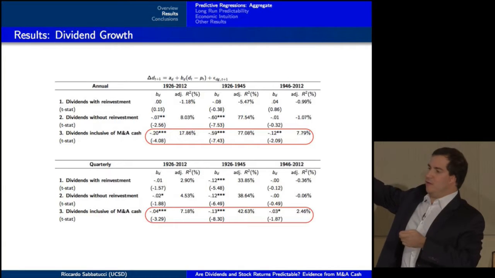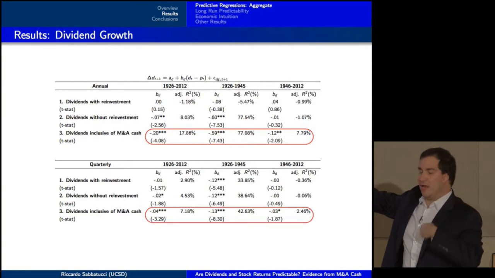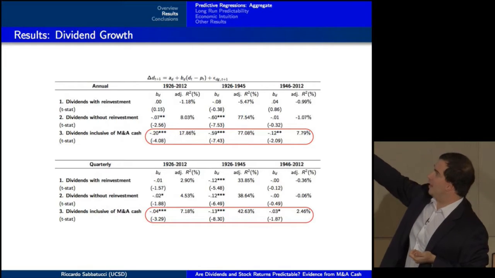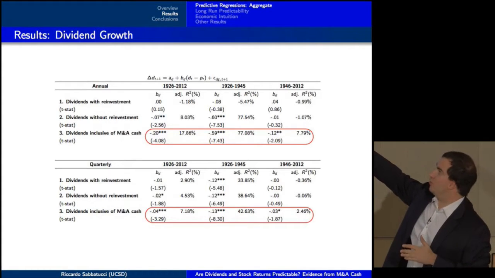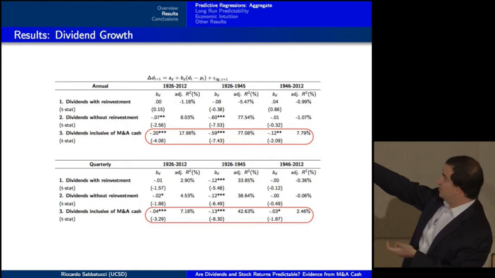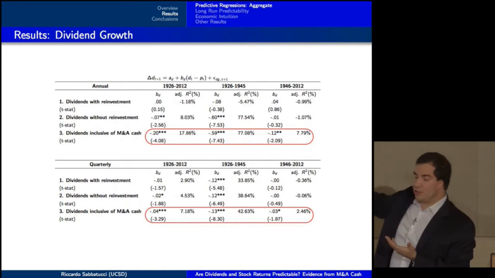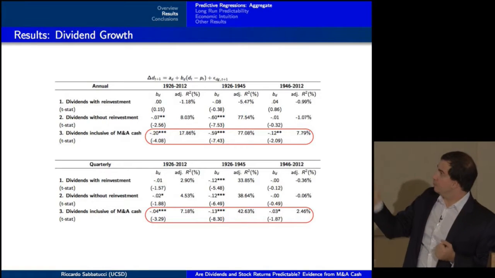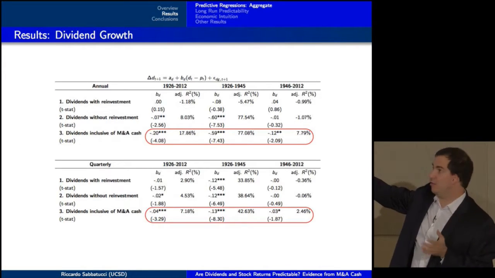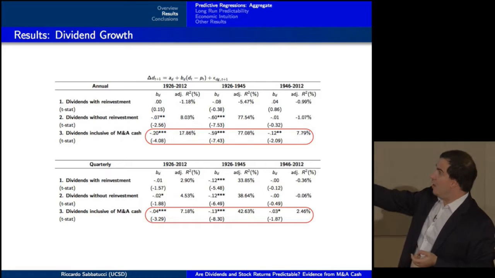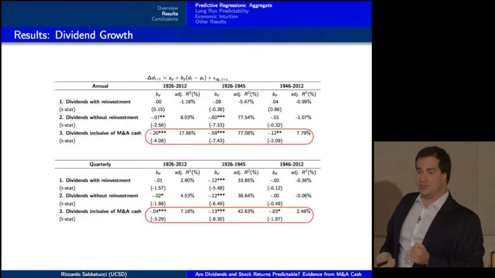When you do not take into account their investment, there is some predictability, but again, as I was mentioning, the puzzle is mainly post-war, and there is no predictability whatsoever just by using common dividends. Once you include these dividends, dividend growth becomes predictable. Note also this negative sign, which is proper, it has to be negative, consistent with the theory. And the same results hold at quarterly frequency.